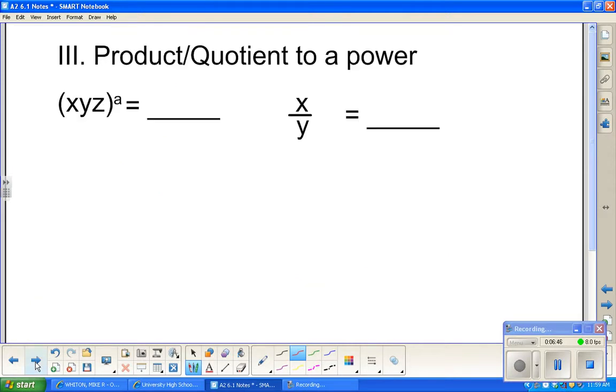Okay, so here's a couple of the other ones that might not be quite as familiar. Okay, what if you have some things being multiplied together and they're all in parentheses being raised to a power? So that's like a product getting raised to a power. Or on the right side, a quotient. What if you have a fraction in parentheses to a power?